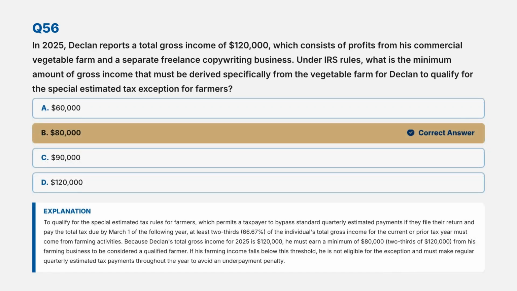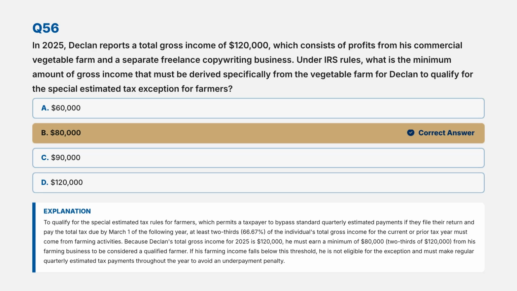The correct answer is B. $80,000. To qualify for the special estimated tax rules for farmers, which permits a taxpayer to bypass standard quarterly estimated payments if they file their return and pay the total tax due by March 1st of the following year, at least two-thirds, 66.67% of the individual's total gross income for the current or prior tax year must come from farming activities.